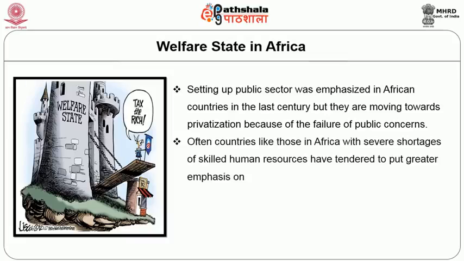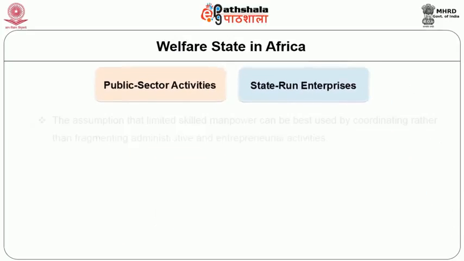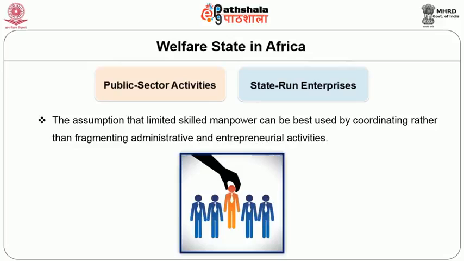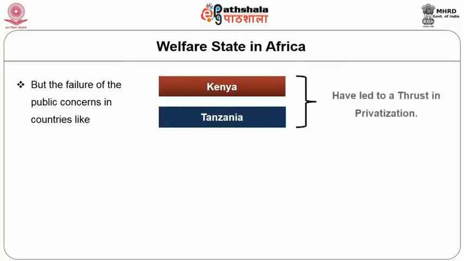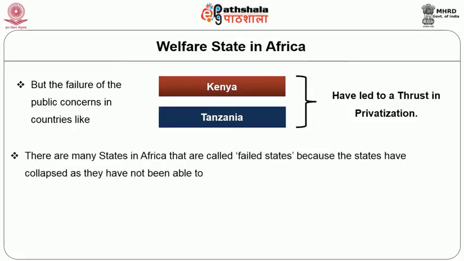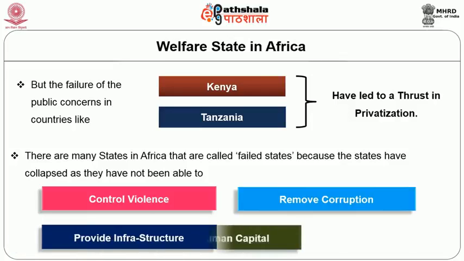Often countries like those in Africa with a severe shortage of skilled human resources have tended to put greater emphasis on public sector initiative and state-run enterprises on the assumption that limited skilled manpower can be best used by coordinating rather than fragmented administrative and entrepreneurial activities. But the failure of public concerns in countries like Kenya, Tanzania, etc. has led to a thrust in privatization. There are many states in Africa that are called failed states because the states have collapsed as they have not been able to control violence, remove corruption, provide infrastructure, or invest in human capital.